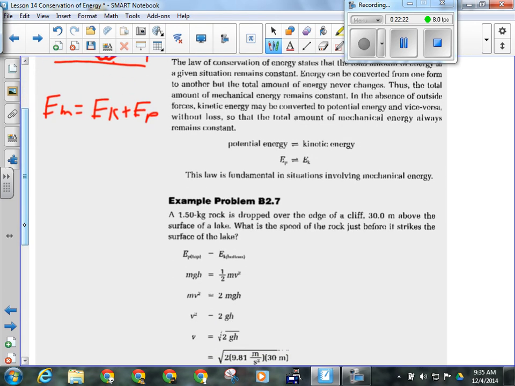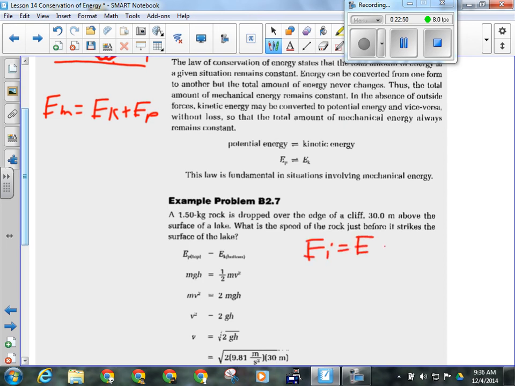All right, so let's look at this example here. A rock is dropped over the edge of a cliff, a 30-meter high cliff. Okay? What's the speed of the rock just before it strikes the surface of the lake? All right. Any forces other than gravity here? All right. If there's no forces other than gravity, then we can assume that this is the perfect physical world. EI equals EF. Okay. Potential is going to be turned into kinetic and vice versa. All right. So I can apply this.